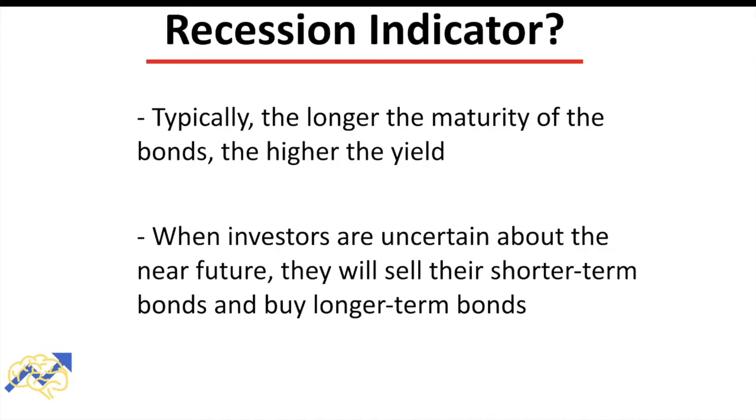Let me explain. So typically, the longer the maturity of the bonds, the higher the yields. So just think of this example. Let's say you have some cash lying around and you want to put it with the bank. And the bank offers you 2 options. So you can put your money into a longer term account or a shorter term account. So which account would you put your money in?